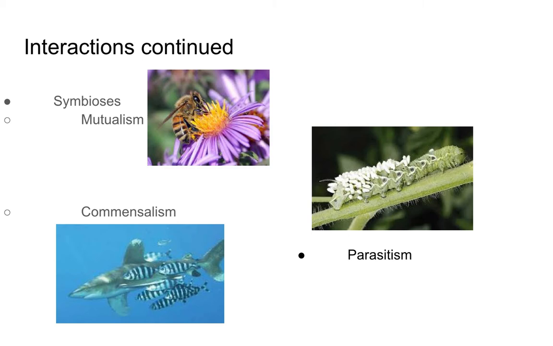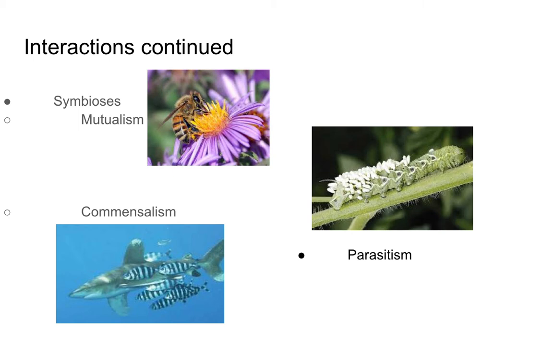Then there's commensalism, where there is an active benefit for one member of the party, and the other party isn't harmed, but they're not benefiting. Think of it as they are unaffected. And then lastly, we have parasitism. Okay, so with parasitism, that one again is kind of self-explanatory. I am actively using you as my food source.